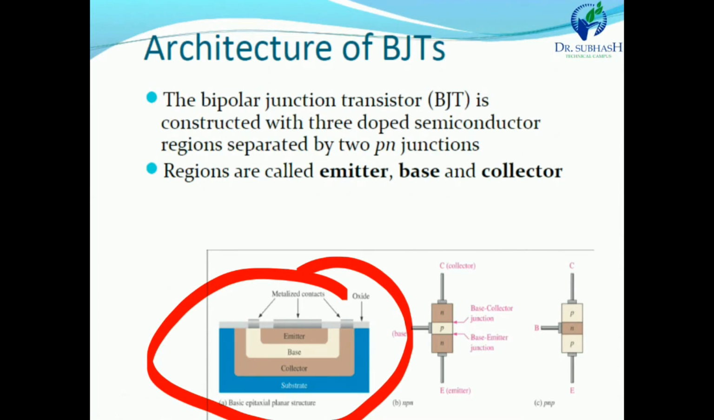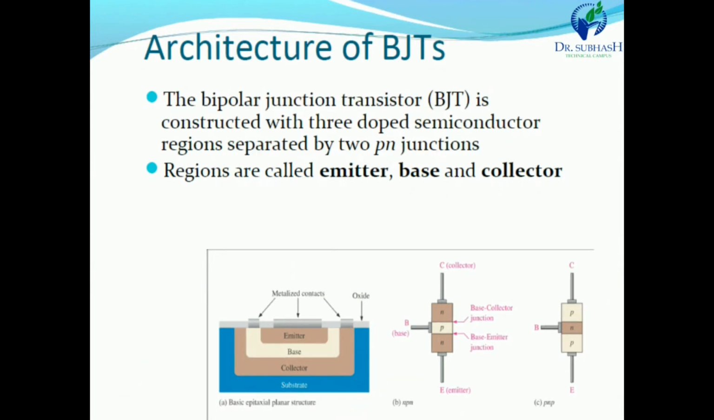Now the bipolar junction transistor is constructed with 3 doped semiconductor regions separated by the 2 PN junctions. Now doping is nothing but whenever we add some impurity in pure semiconductor material, that method is known as doping. Here, according to the material, the doping is different, meaning the impurity may be trivalent or pentavalent. If you want to design a p-type material, then you have to add some trivalent impurity. If you want to design an n-type material, then you have to add a pentavalent impurity. According to our requirement, we have to add some impurity into the intrinsic or pure semiconductor material.